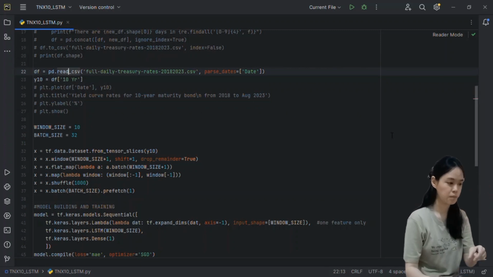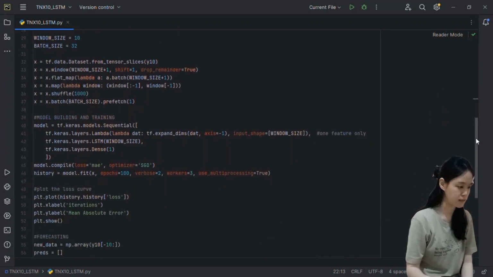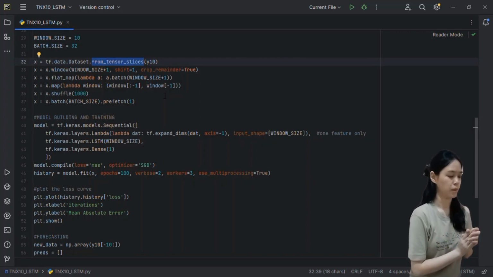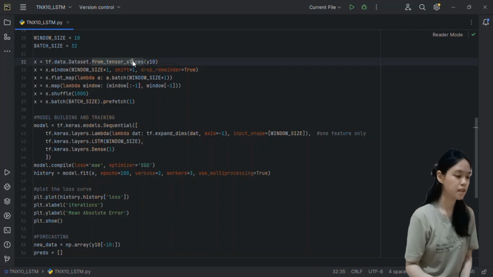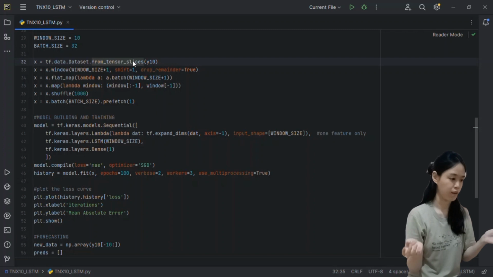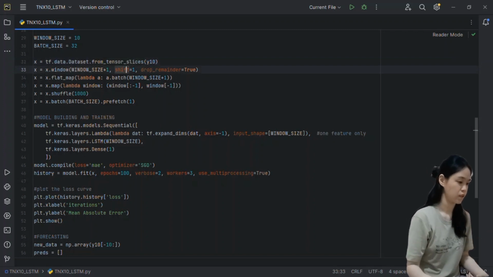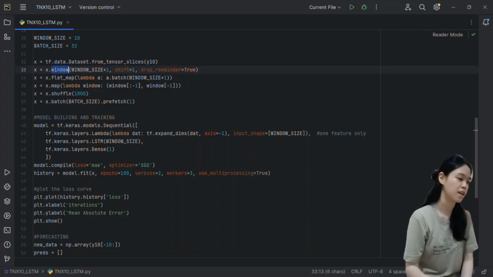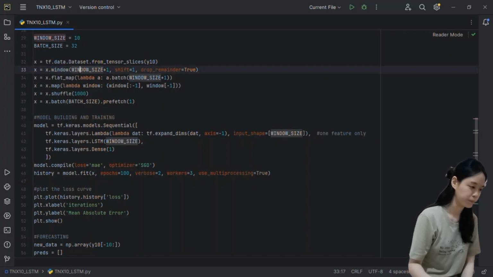So if you take one column of it, it would be a pandas series, and that's the type of Y10. And you want to convert the type from pandas series to TensorFlow dataset. But it's still a long series that you have, of 1,500 values. And so to take windows of our dataset, we need the window function.